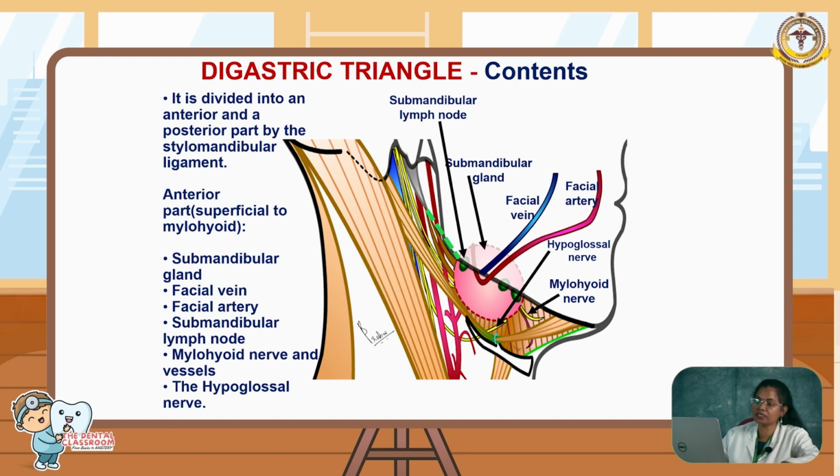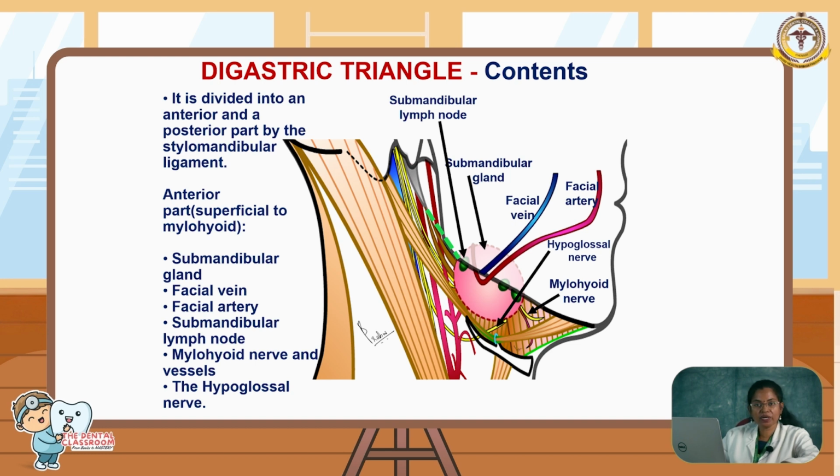So for convenience, we are dividing the digastric triangle into two parts, anterior and posterior parts, by a ligament. By keeping a ligament as a landmark, that is the stylomandibular ligament. So let's see about the contents in the anterior part of the digastric triangle.